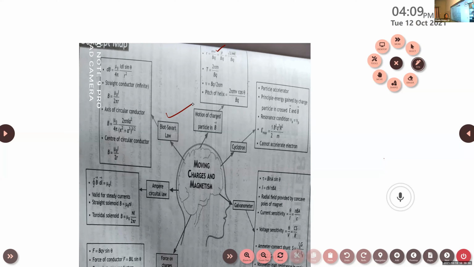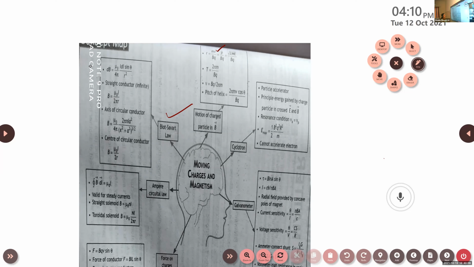Actually, it is very simple. dB is proportional to I, dB is proportional to dL, dB is proportional to sine theta, and dB is inversely proportional to r square. Biot-Savart's law. If you don't remember the law, at least study the equation. The magnetic field is directly proportional to the current flowing through the conductor, directly proportional to the length of the conductor, also directly proportional to the sine of the angle, but inversely proportional to the square of the distance. So dB is equal to mu 0 by 4 pi I dL sine theta by r square.